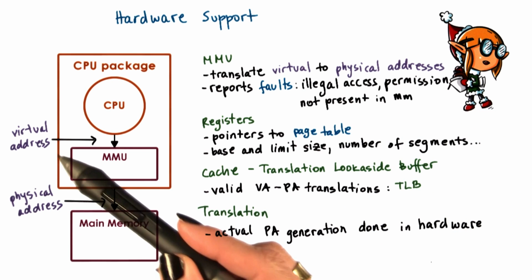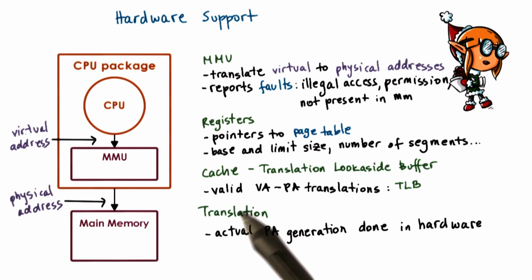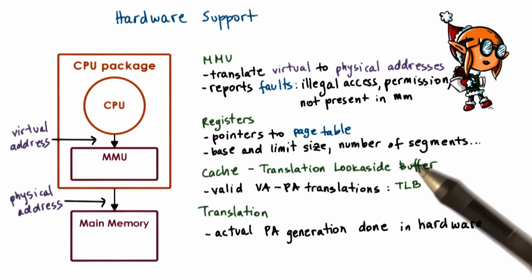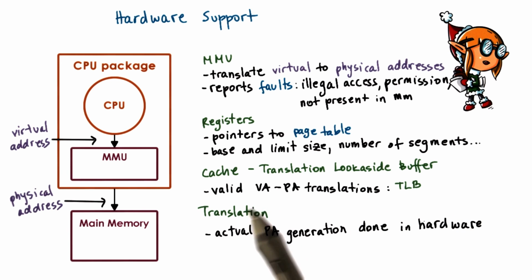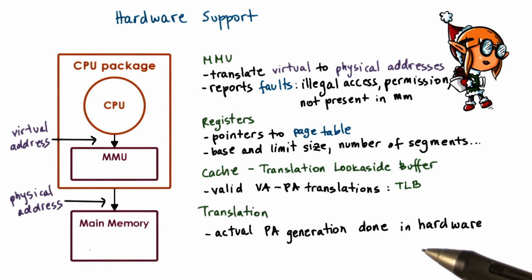And finally, the actual generation of the physical address from the virtual address, so the translation process, is done by the hardware. The operating system will maintain certain data structures, such as the page tables, to maintain certain information that's necessary for the translation process. However, the actual translation, the hardware performs it.